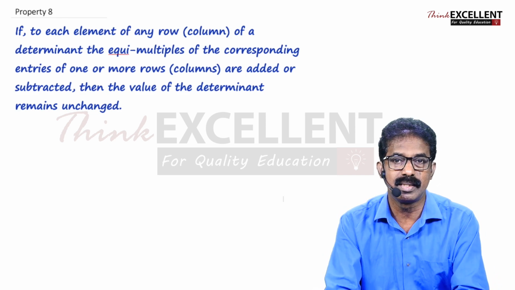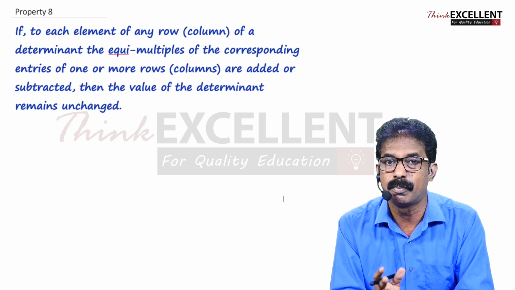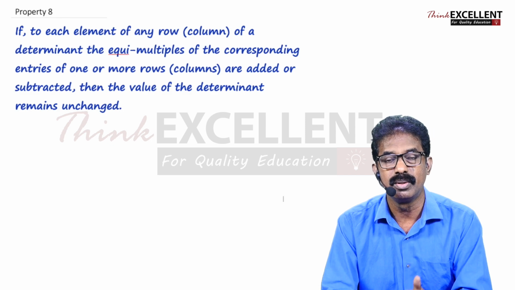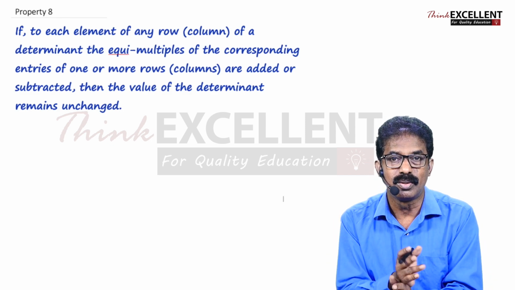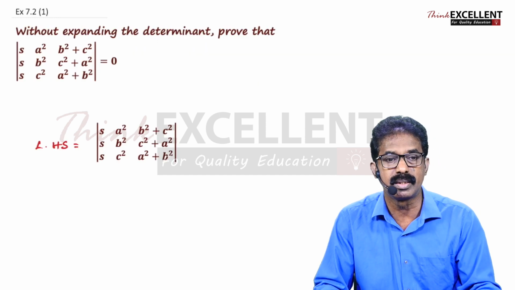In two cases, the determinant value becomes 0: if two rows or two columns are identical or proportional. If you interchange rows and columns, there is no change in the value. If you interchange two rows, you have to change the sign, right? Value remains the same. Okay, now we try few questions.